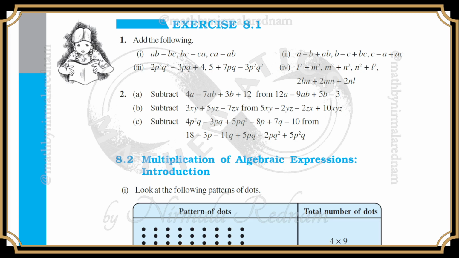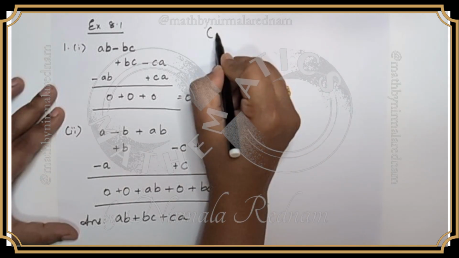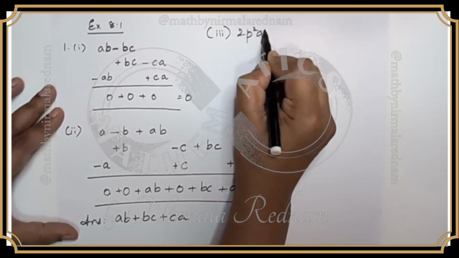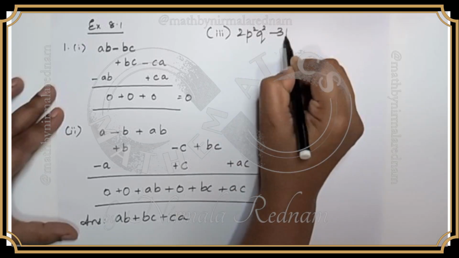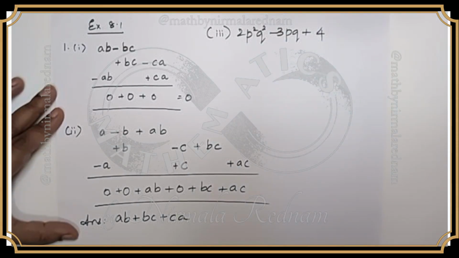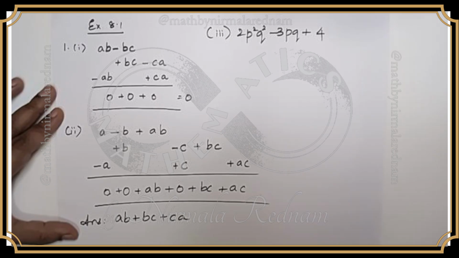2p square q square minus 3pq plus 4. I have only two expressions here, right? So the first expression, let me write it here: 2p square q square minus 3pq plus 4, right? The second expression is 5 plus 7pq minus 3p square q square.